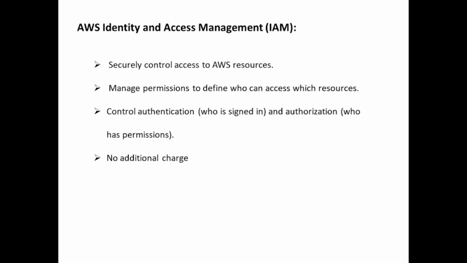AWS IAM helps us to securely control access to our AWS resources. It helps us to manage permissions to define who can access which resources in our AWS account. AWS IAM is like the security guard of our AWS account. It controls authentication and authorization in our AWS account. And the best part, it comes at no additional cost.